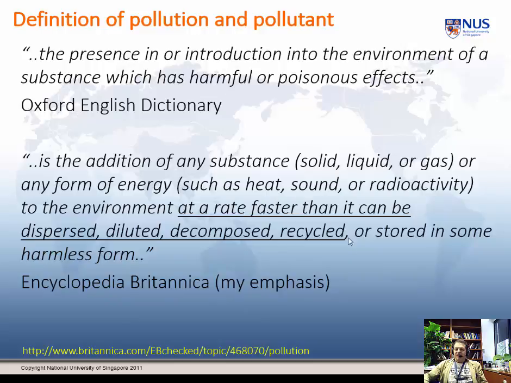If we look in the Encyclopedia Britannica, this definition is a little bit more meaty, and I've emphasised certain parts of it. The addition of any substance or any form of energy into the environment at a rate faster than it can be dispersed, diluted, decomposed or recycled, or stored in some harmless form. This definition gets closer to recognising the nature of the environment. It's not just a sink environment.